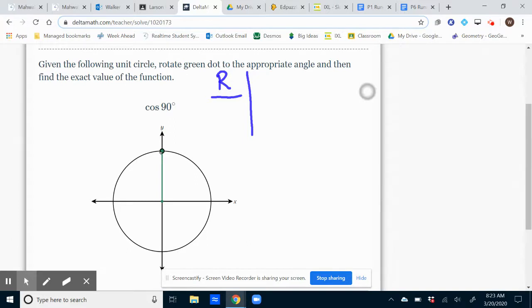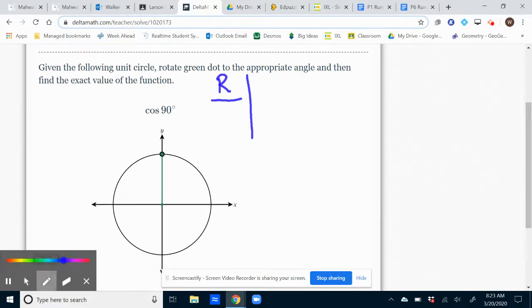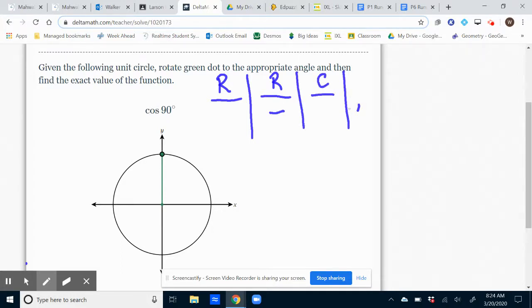Okay, the next R is reference angle. But for quadrantals, we know 90, 180, 270, 360 are our quadrantals. They don't have a reference angle. Okay, so the first R, rotate, we've already done that. There is no reference angle. Okay, the C is for cast, which you're determining based on the quadrant. Is it positive or negative?